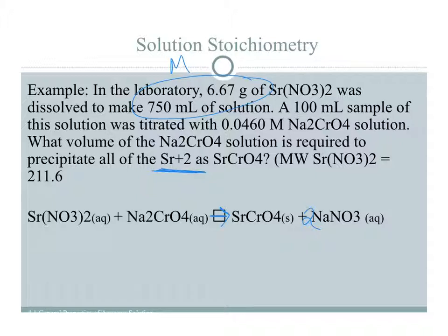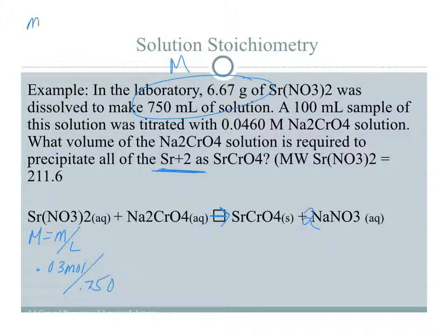So first thing I want to do is figure out my molarity. So molarity equals moles over liters, yes? However, I only have grams. So 6.67 divided by 211.6 is going to be equal to 0.03 moles per 750. So I'll show you that up here.